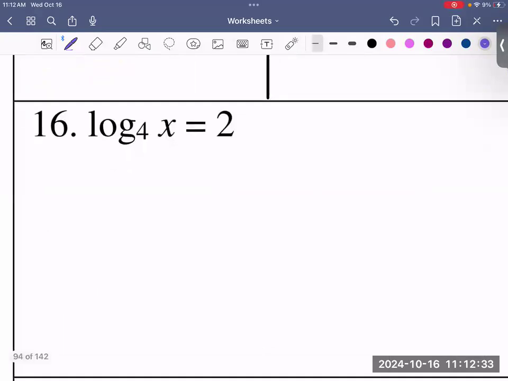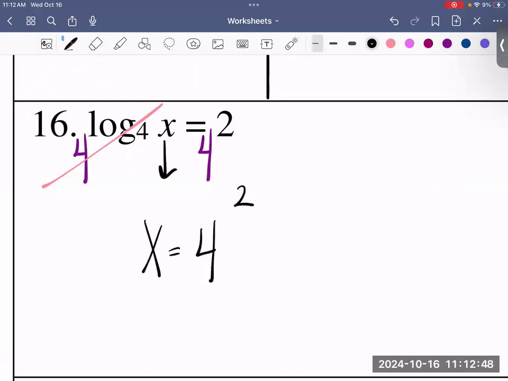All right, so let's try it again. I'll do the base again. So we have a log base 4, so I'm just going to match it. What I do on one side, I do on the other side. So that allows me to cancel, and my x drops. So x is equal to 4 squared. Therefore, x is equal to 16.